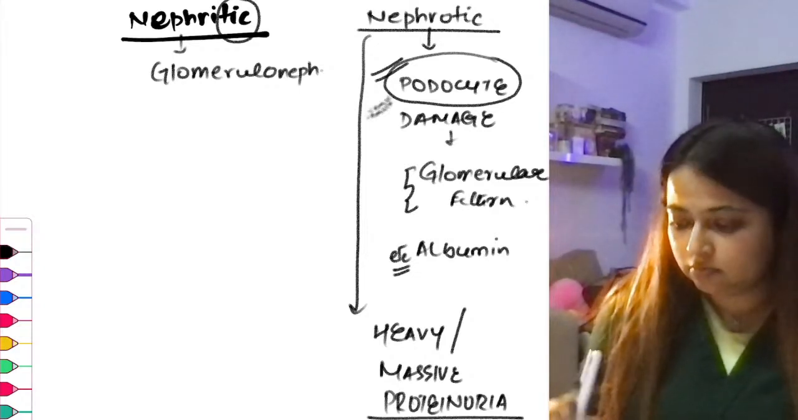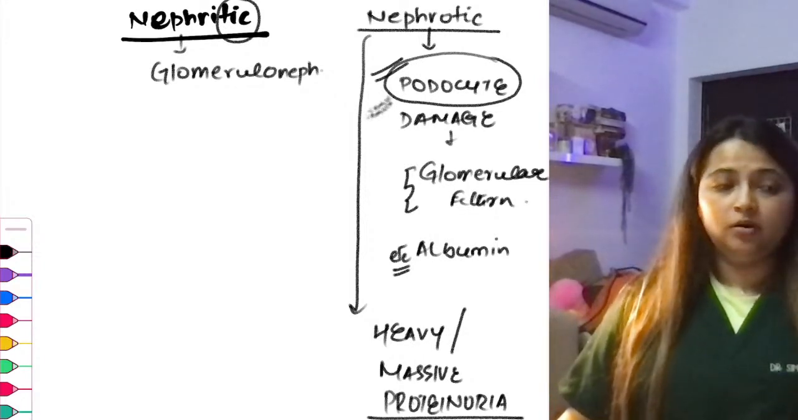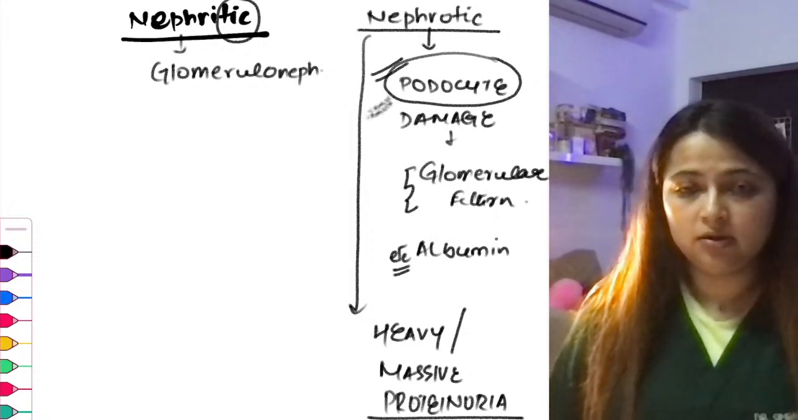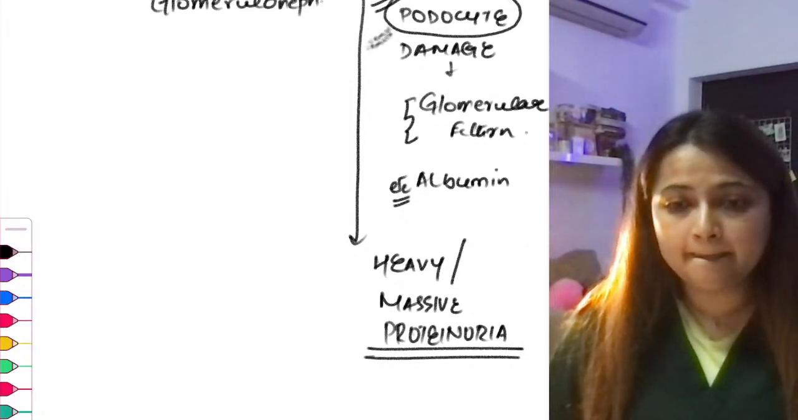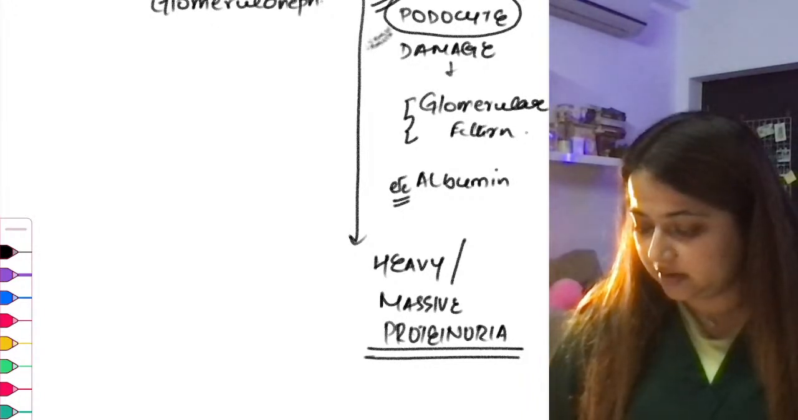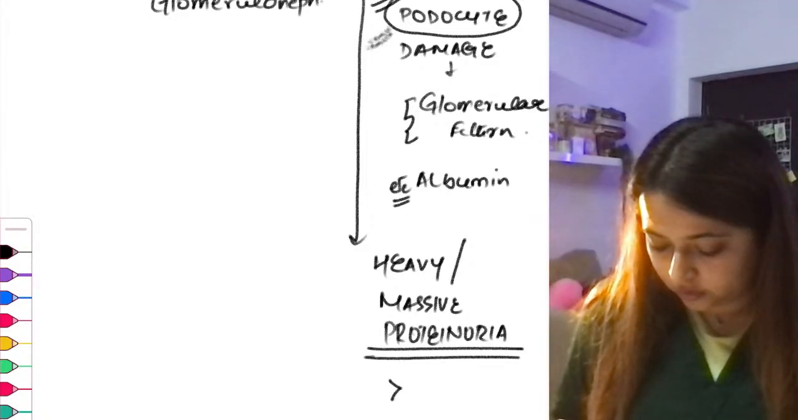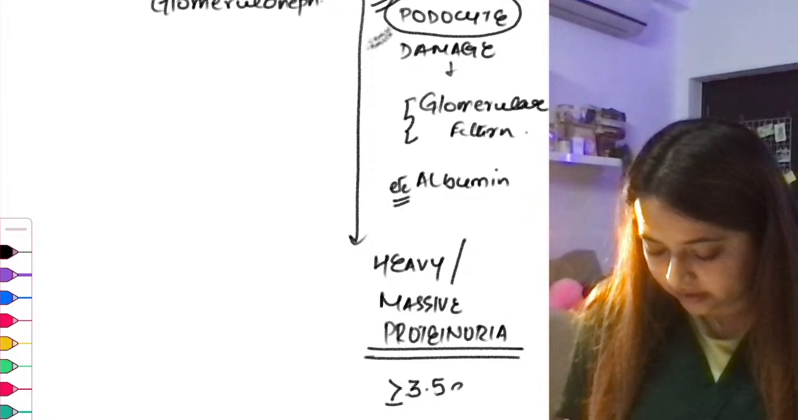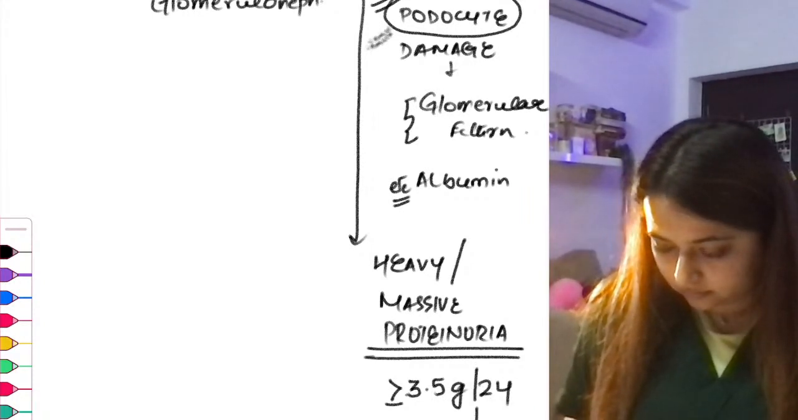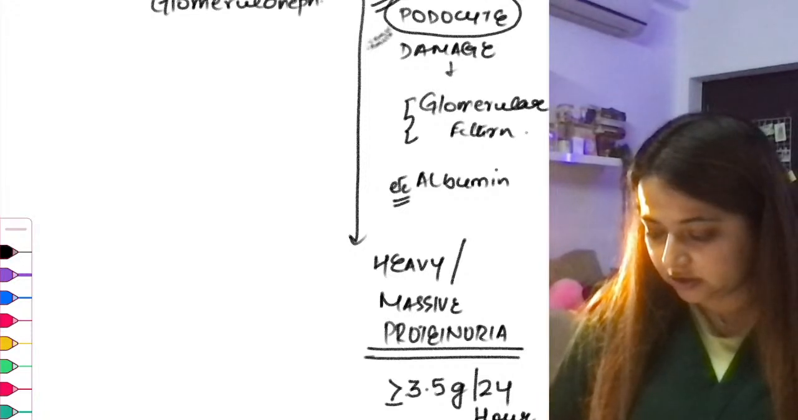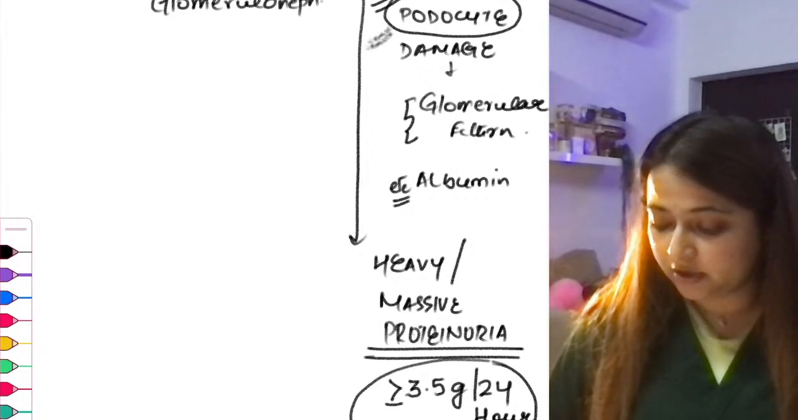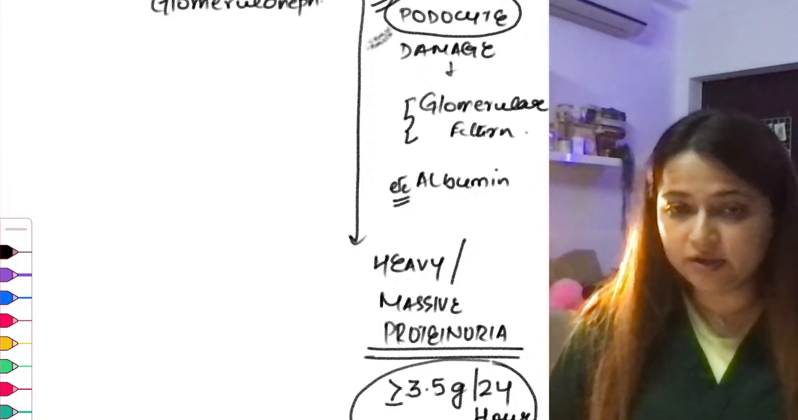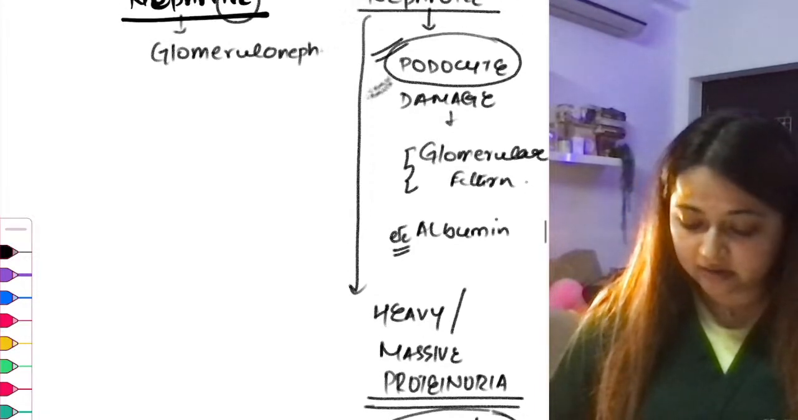If I ask you a question, what is the level of proteinuria they could mention if they have to talk about nephrotic syndrome? What is the level of proteinuria in nephrotic? More than or equal to 3.5 gram per 24 hours. This is not micro. More than or equal to 3.5 gram per 24 hours, or per day, is the amount of protein getting out via urine in nephrotic.